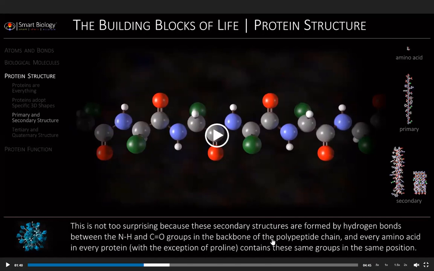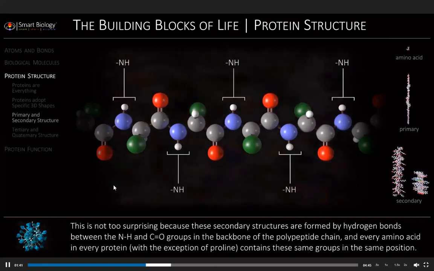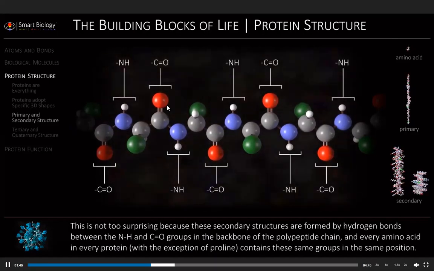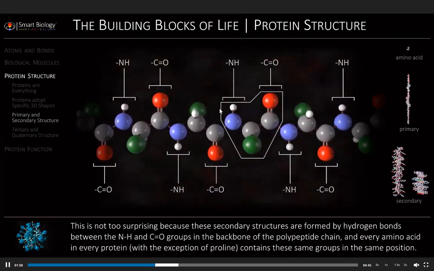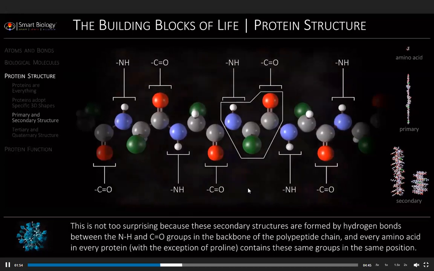These NH and CO groups are in the backbone of the polypeptide chain, and every amino acid in every protein, with the exception of one amino acid called proline, contains these same groups at the same position. Where the NH is and the CO is does not change, because, remember, I mentioned at the beginning of the class, please recall this NCC backbone, and you can see that from the picture that you've drawn as well. This NCC backbone remains unchanged in all amino acids except proline. So here we have the NH group, here we have the CO group.